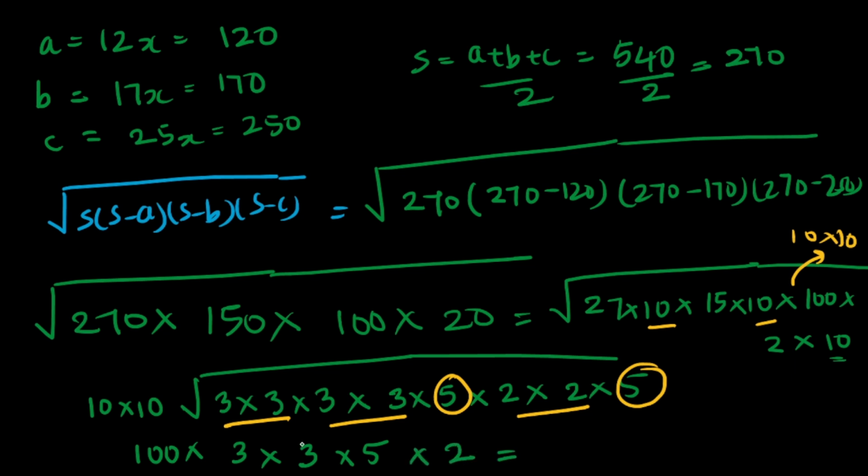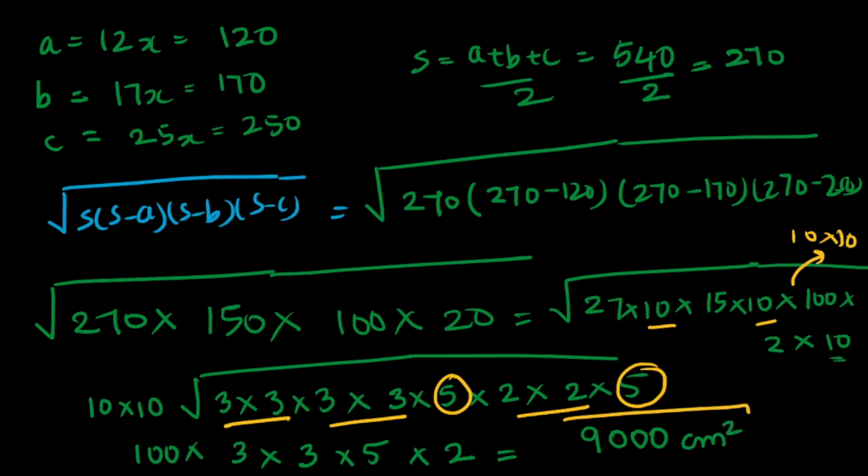So what will you get? 3 3s are 9, right? Then you have 100 into 5 into 2. That is 100 into 10, which is 1000, right? So 9 into 1000 is 9000. We get it as 9000 centimeters square.